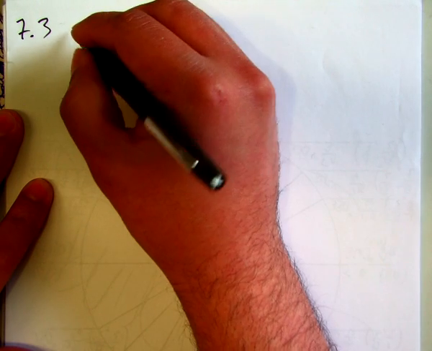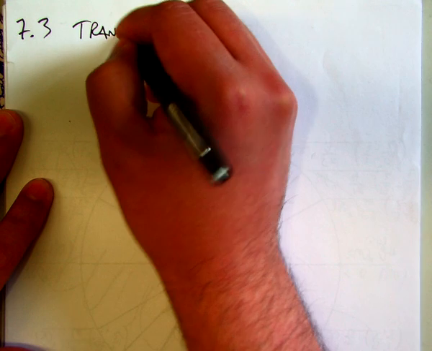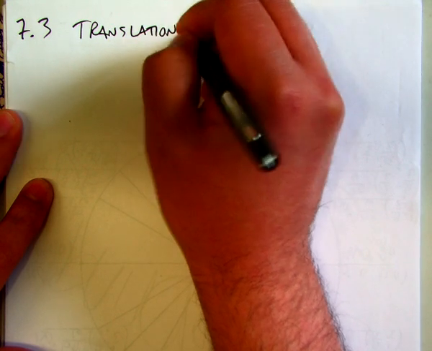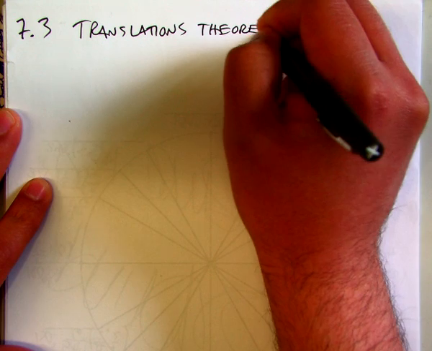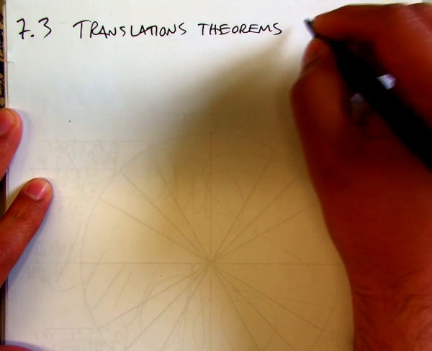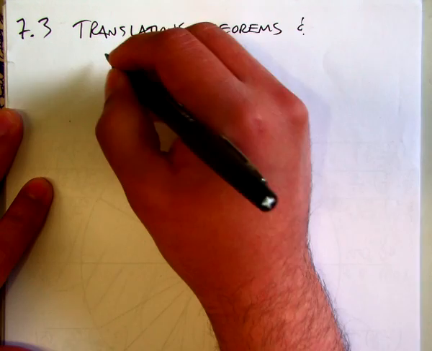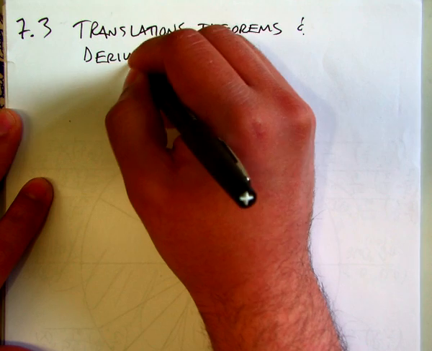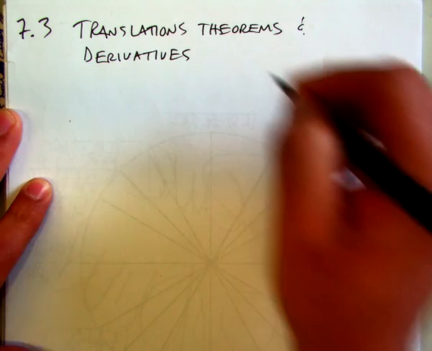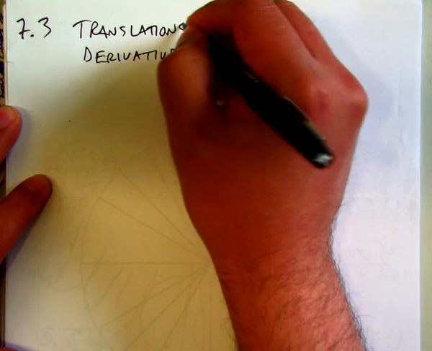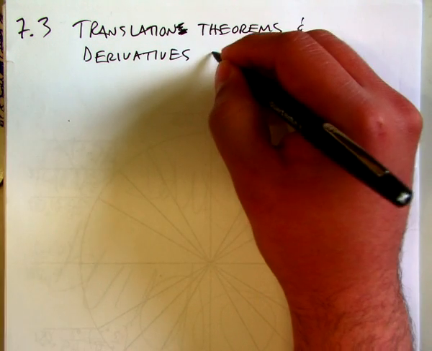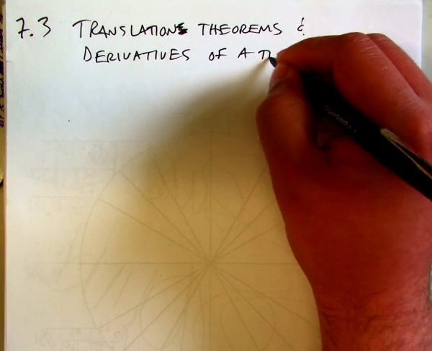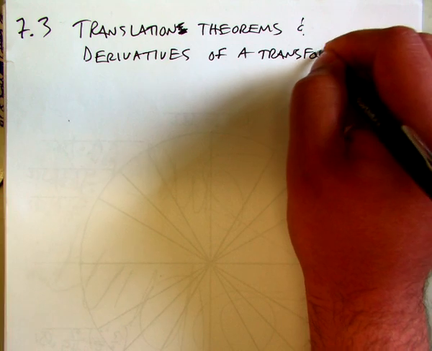7.3. Kind of a big deal for this unit, which is why everyone is here on time. Translation theorems, sorry, I don't know why I put translations. Translation theorems and derivatives of a transform. Those are the themes.